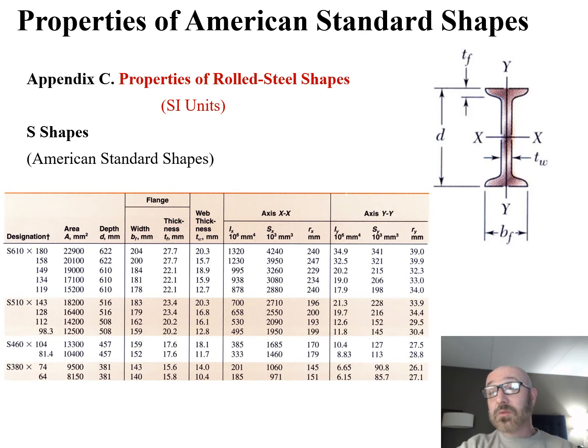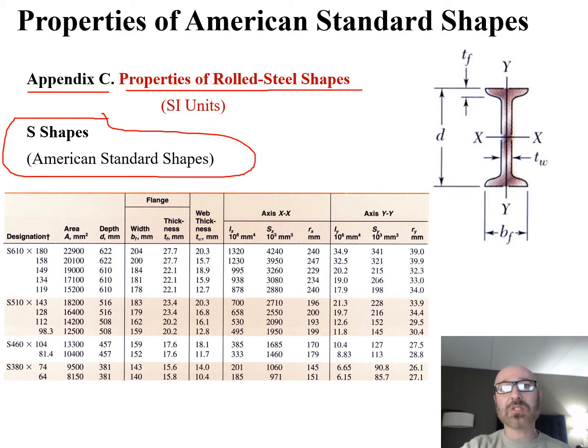Dealing with these shapes and the different geometries we just discussed in those beams, we can reference back to Appendix C in our textbook for the properties of rolled steel shapes. We're dealing with these American standard shapes, or our S shapes. We can look up the properties of these shapes.